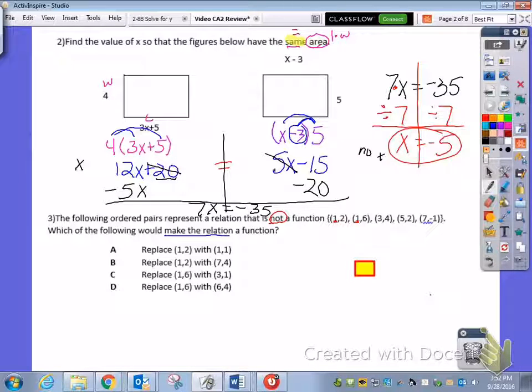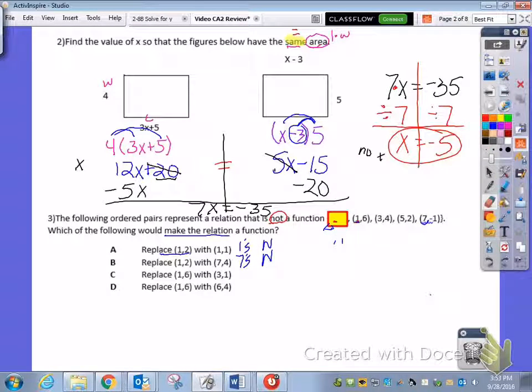It says replace 1, 2, so I'm going to cover up 1, 2. And it says use 1, 1, so I'm going to use 1, 1 now. But I would still have a 1 and a 1, so I'd have 1s repeating. So this would not be a function. Then it says cover up 1, 2 again with 7, 4. If I put 7, 4 right there, the 7s repeat. So I had two 7s. That is a no.